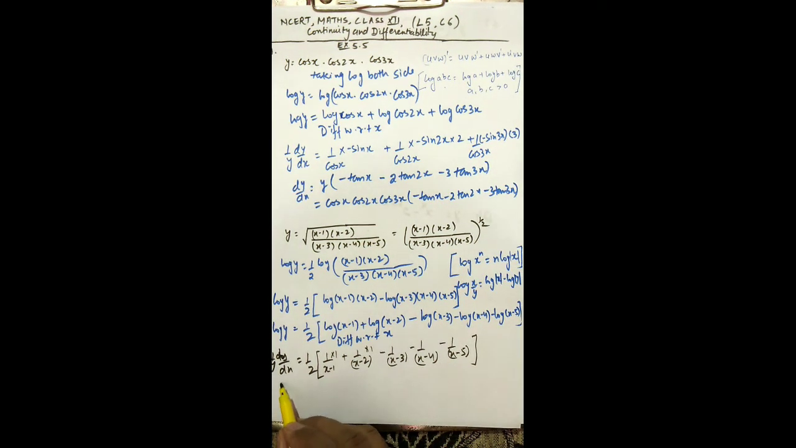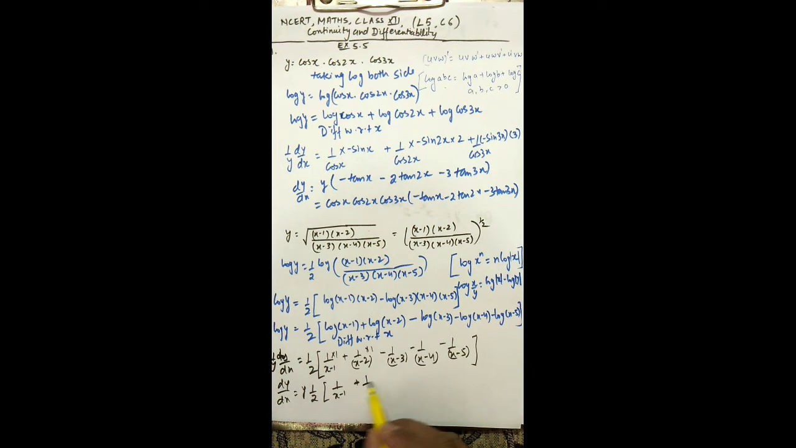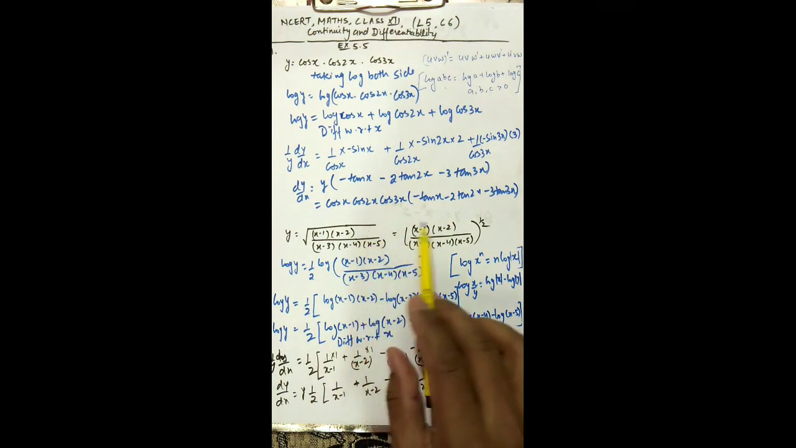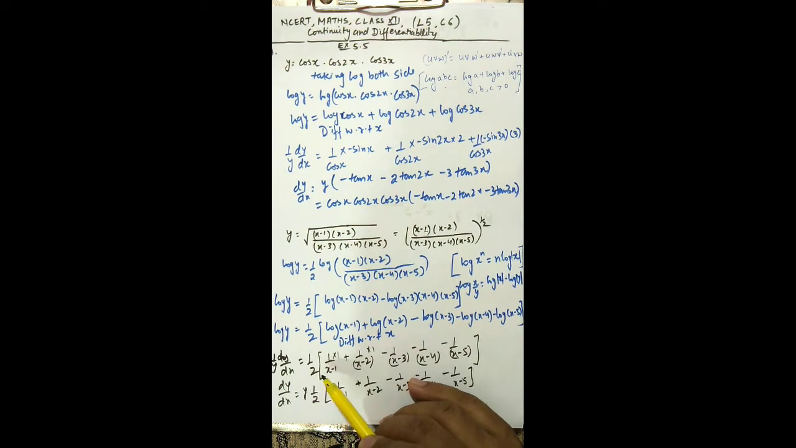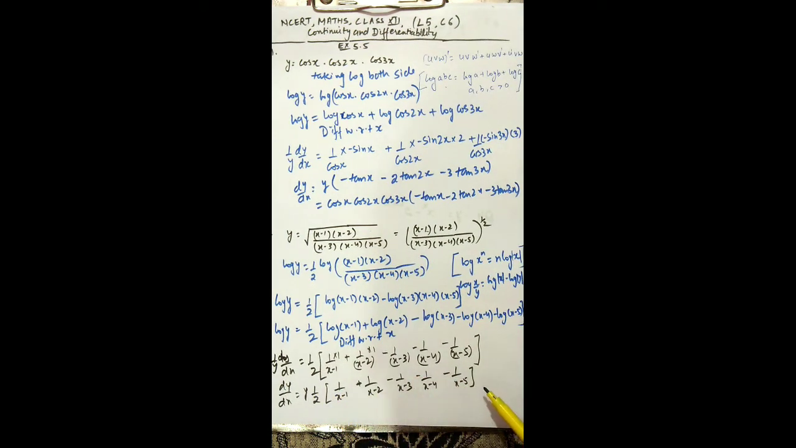So our final answer will be dy by dx equals y times 1 by 2, and we can write this as 1 upon x minus 1 plus 1 upon x minus 2 minus 1 upon x minus 3 minus 1 upon x minus 4 minus 1 upon x minus 5, and that value of y you will replace from this. So if you write the value of y here, then it will be the complete answer. Now you can see that we have y equal to log x with exponent cos x.